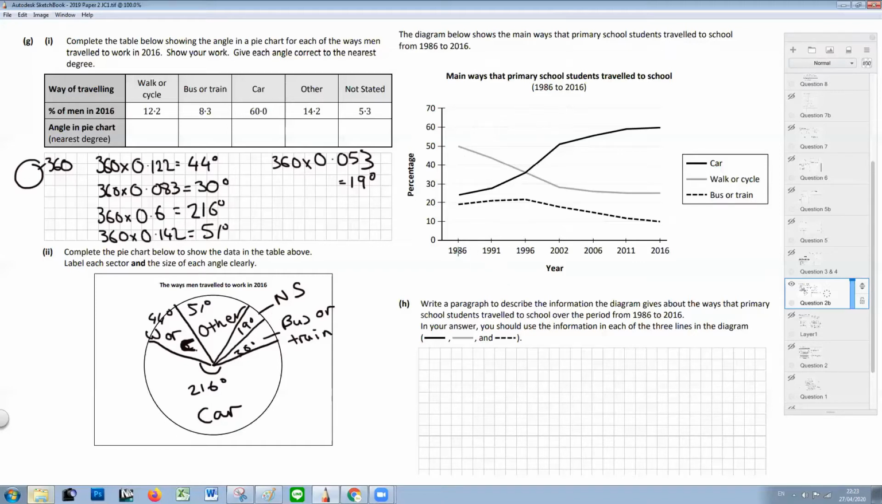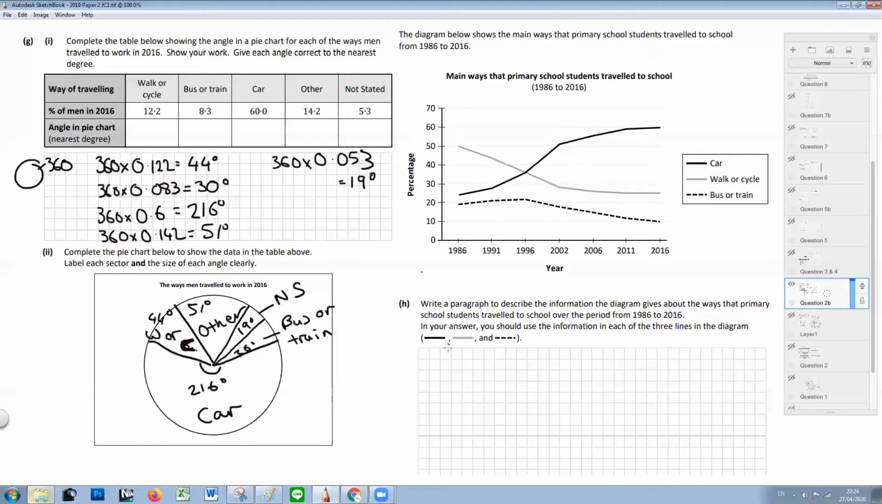So we can see in 1986, we have some things that were down here, and one of them is getting higher. One of them went up a bit and went lower, and the other one started kind of high and went to the middle. So write a paragraph to describe the information the diagram gives about the ways the primary students travel to school over the period from 1986 to 2016. In your answer, you should use the information in each of the 3 lines. So you have to give information from each and explain what happens over this time period.